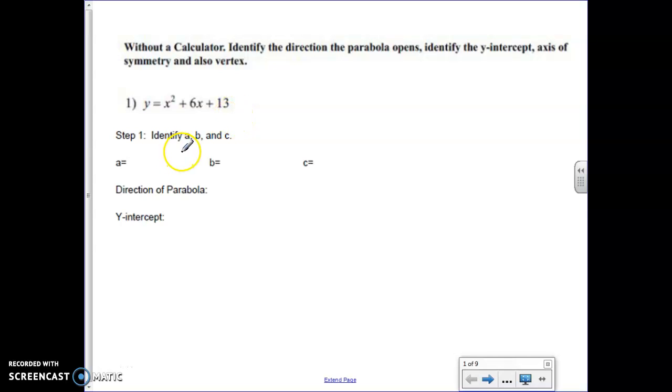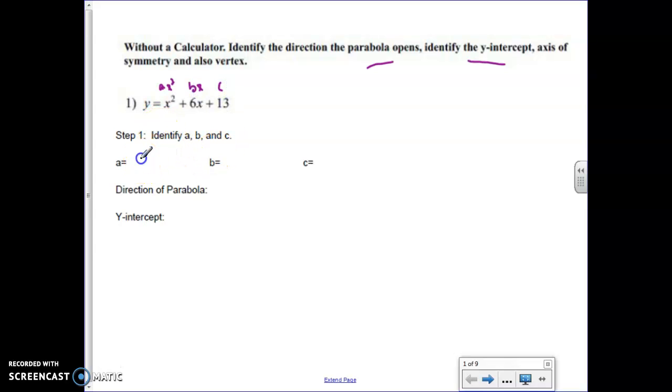All right, guys, so what I want to try to do with you is just kind of review or go over how to find four important things on the parabola: the direction, the y-intercept, the axis of symmetry, and the vertex. All of this is based off the idea of finding out what a, b, and c are, which are the values in front of x squared, x, and the constant c.